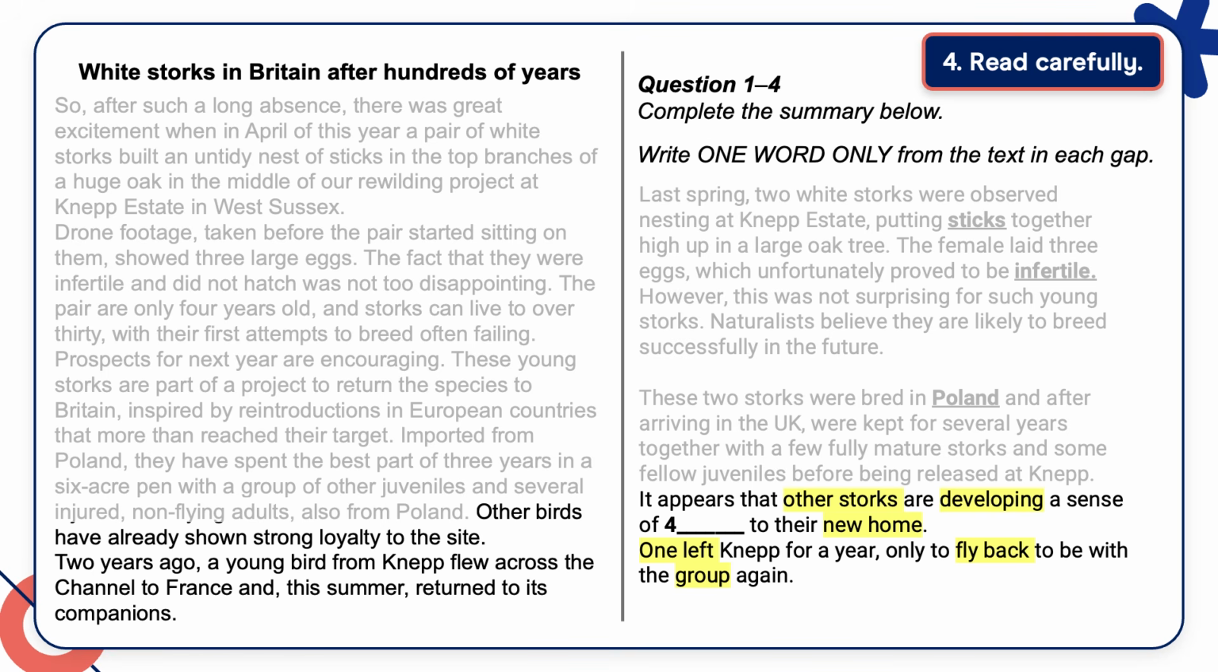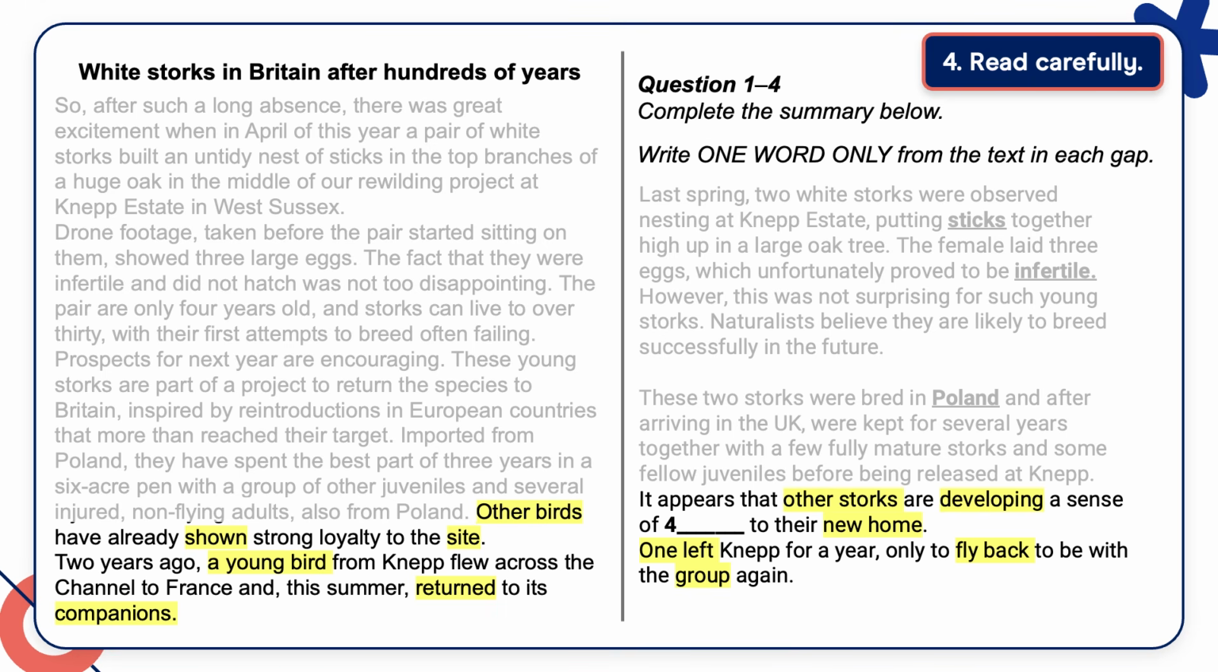companions. We can see that other birds is another way of saying other storks. Shown is a paraphrase version of developing, and site is a concise version of new home. For the following sentence, we know that the young bird is the one that left Nep, as fly back is another way of saying returned, and companions is paraphrased for group. So we know we're in the right place, and we need to understand what noun goes in the blank. It appears that other storks are developing a sense of what to their new home?